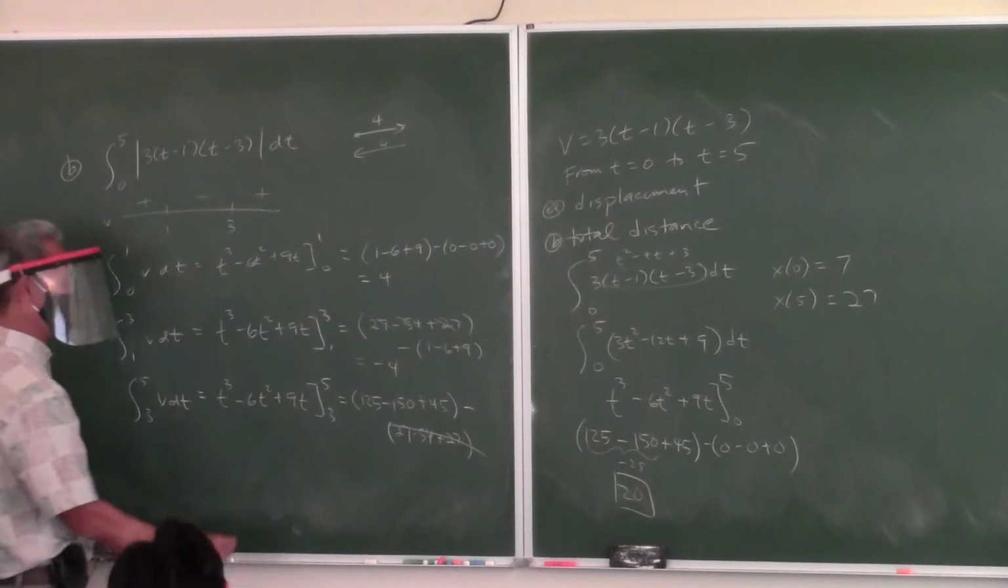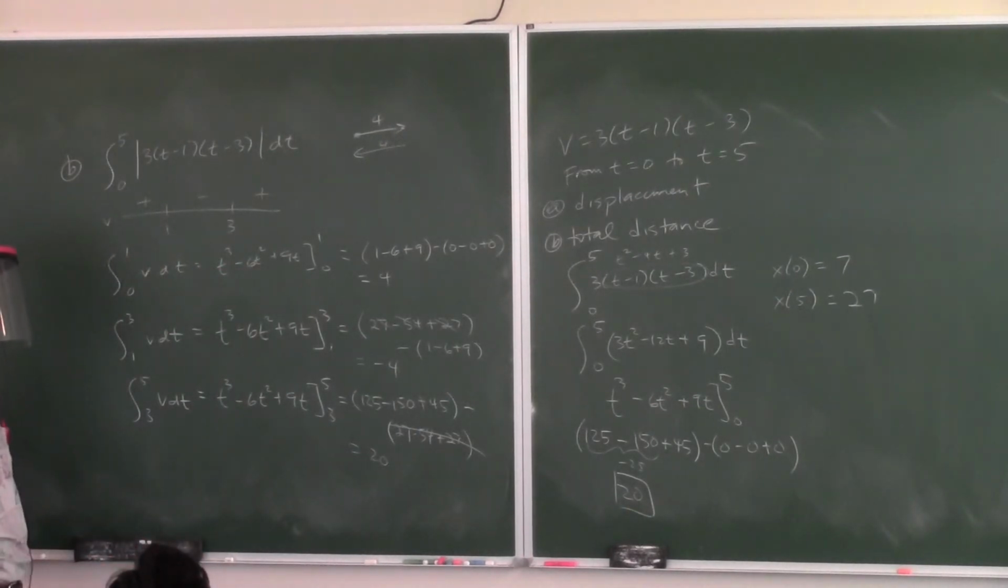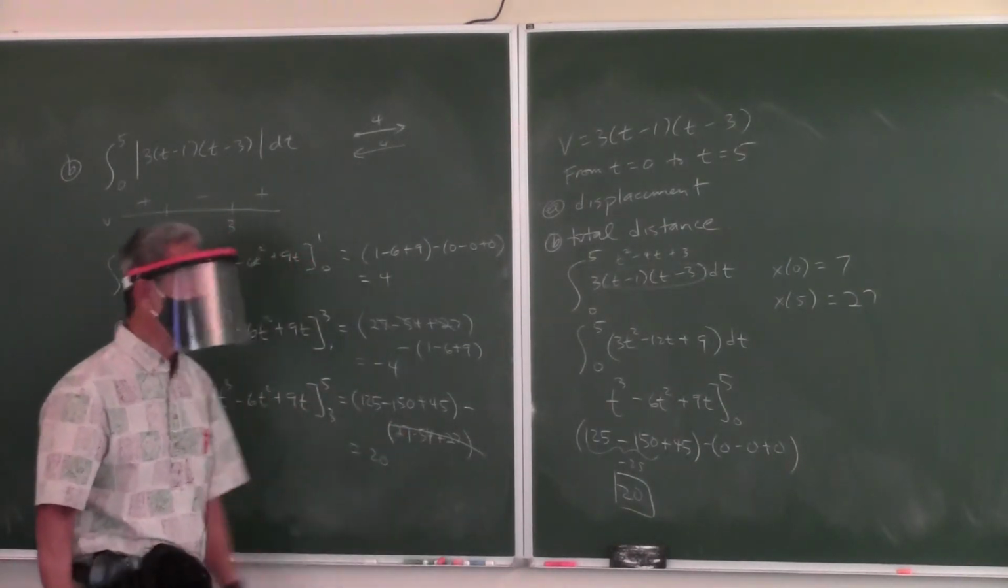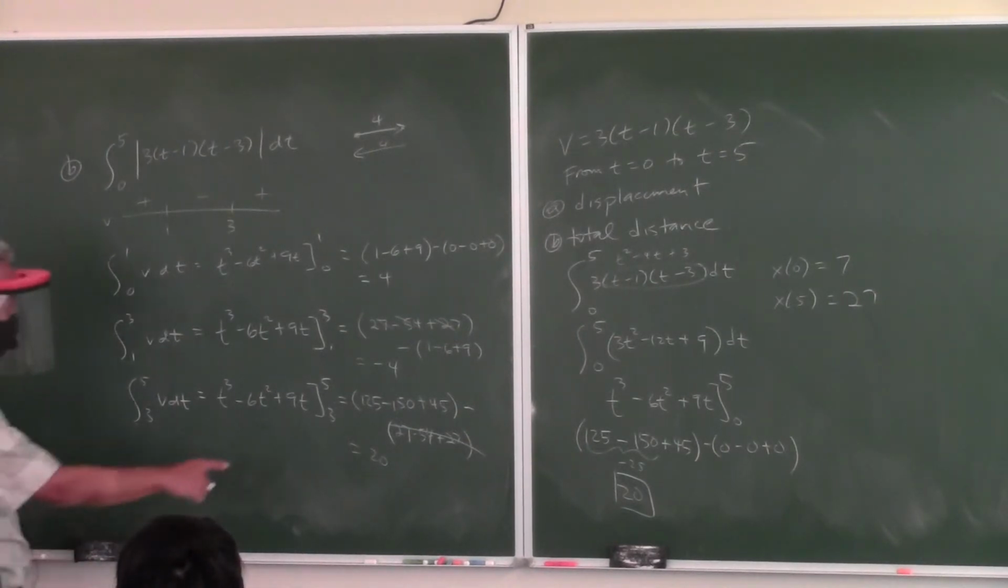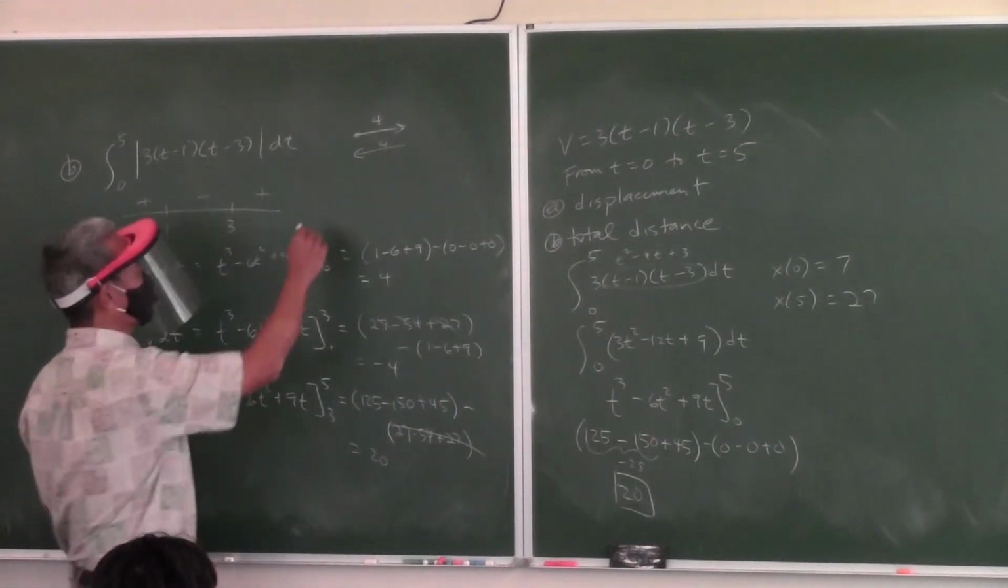The answer is 20. Couldn't you just say that because the total is 20, and 4 and negative 4 cancel each other out? Yeah, you're right. You can do that if you want. You can use anything, as long as it makes sense. Okay, so what does this mean? From 3 to 5 seconds, the particle traveled 20 units to the right.